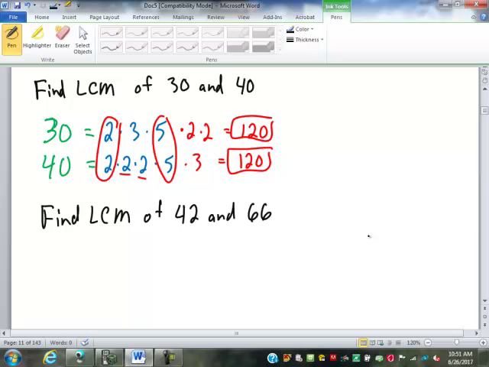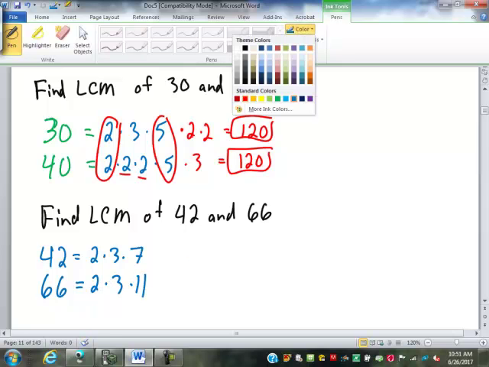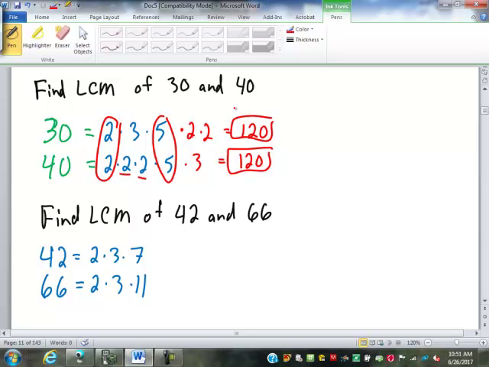Anybody get an answer yet? 462. Okay, let's take a peek. If I factor 42, what do I get? 2 times 3 times 7. Good. 66? 2 times 3 times 11. And you're getting the right factors, but it's always easier if you put them in order from smallest to largest.